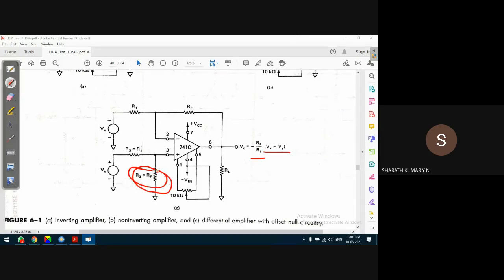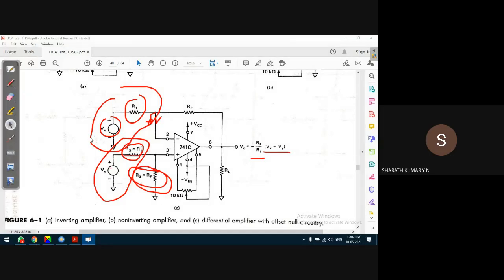Since we have R2, this R2 is equivalent to R1, to match the input current. For this network, there is a supply, there is R1, and this point is at ground potential, 0, because of the virtual ground. Similarly, for this network, there is a supply and there is one more resistance R2, and this is directly connected to the non-inverting input.